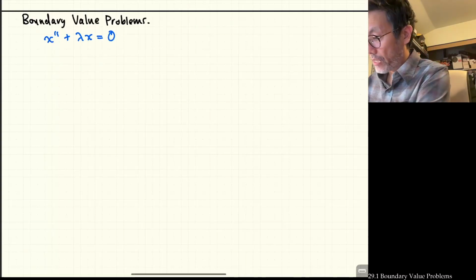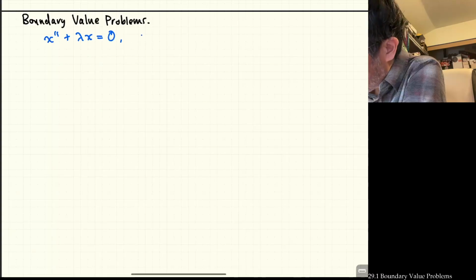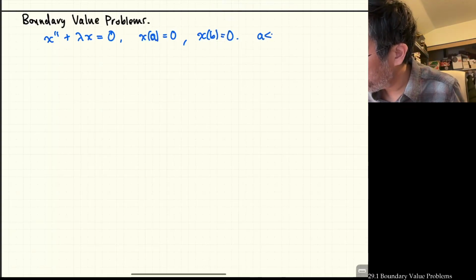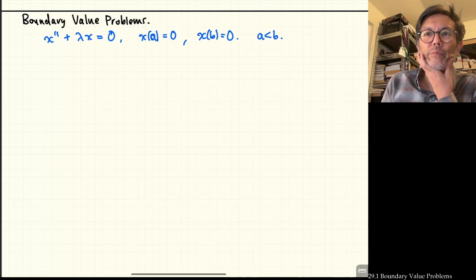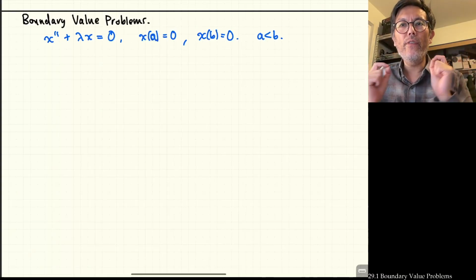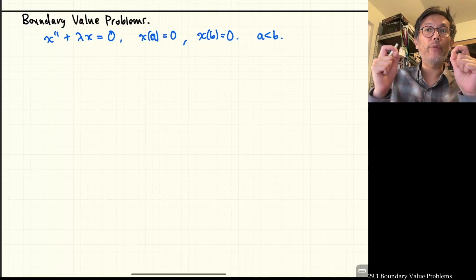But we're going to specify now what are called boundary conditions. We're going to have x of a, let me be more general, x of a is equal to 0 and x of b is also equal to 0. Oh, and I'll say a is less than b here, it doesn't matter, but we'll just specify that. So the way I want you to think about it is we're really keenly interested in pinning down the values of a solution at 2 points, a and b, which are different from one another.